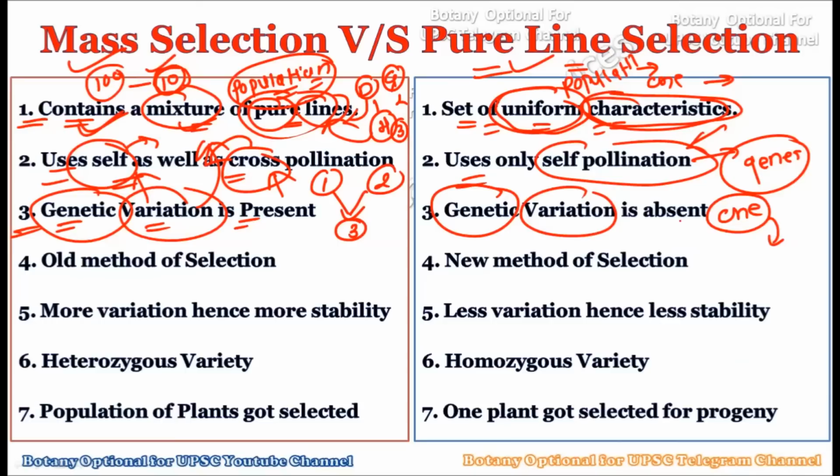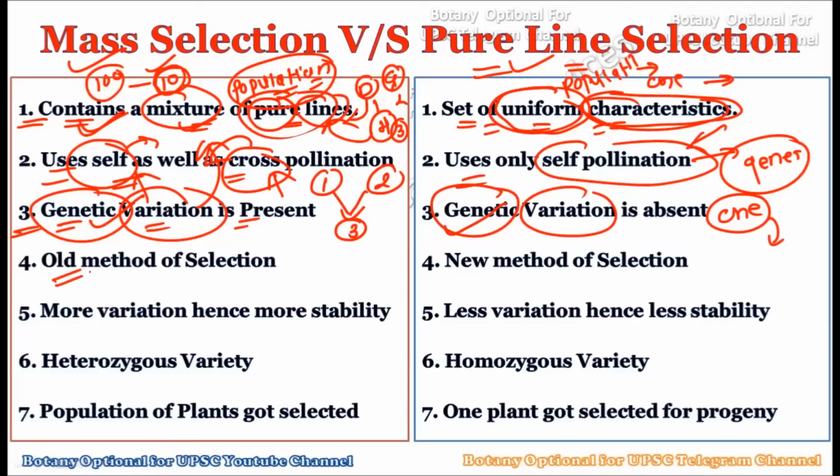Okay, this one plant should be there in order to conserve all its genetic material, and we compulsorily avoid cross pollination so that there will not be any dilution of the genes which are already selected. Okay, so in mass selection you have the presence of genetic variation, while in the pure line you didn't find any genetic variation.